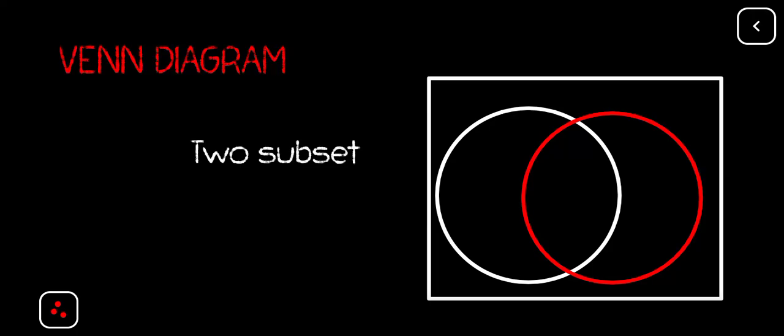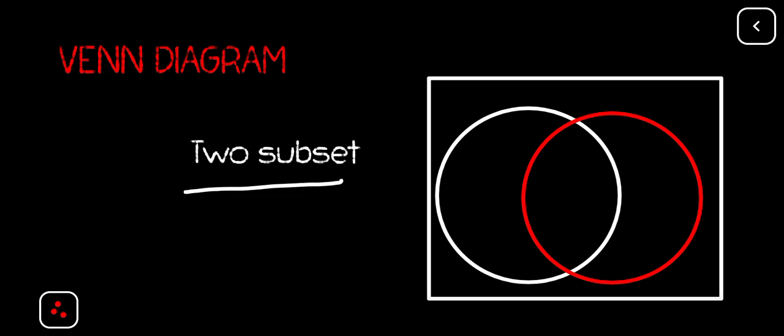So we'll be working on Venn diagrams today. Now, a Venn diagram is a pictorial illustration of sets. For example, we have the two subsets and the three subset Venn diagram. We're starting with two subsets today. Then we'll work on problems on two subsets.